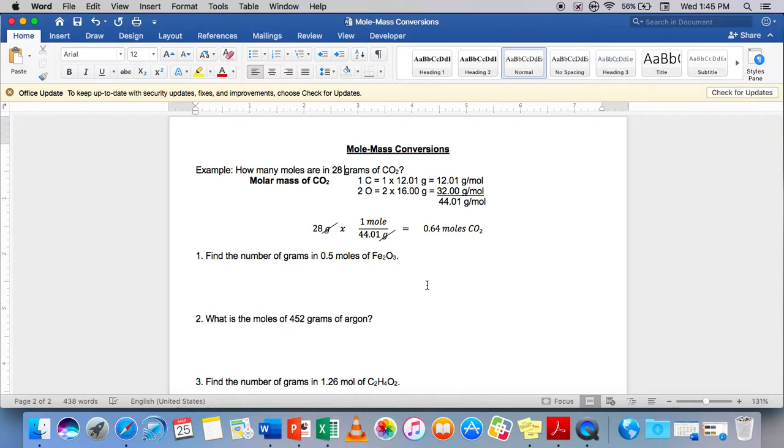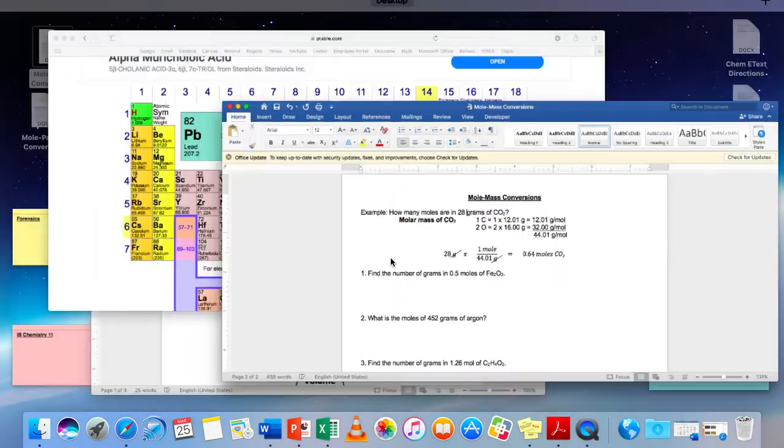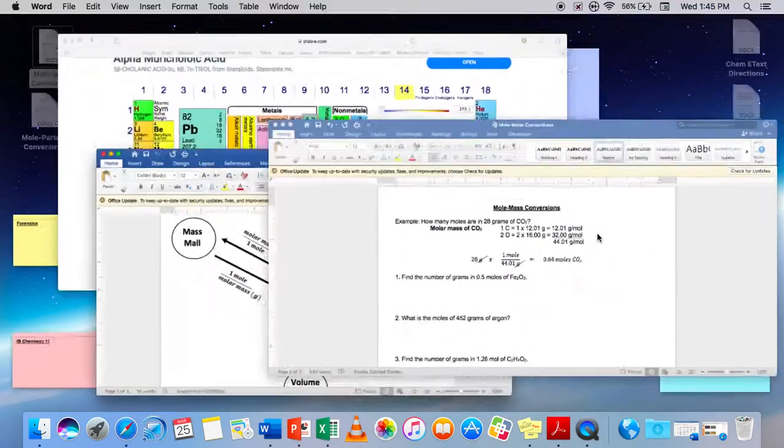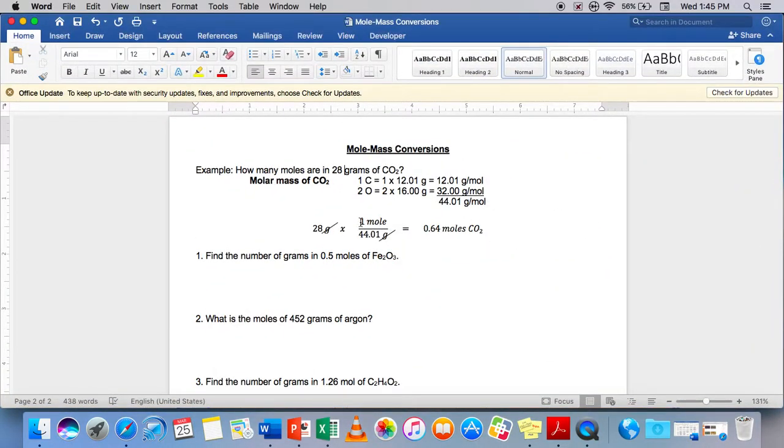So now let's set up our conversion factor. We have 28 grams. That's my starting point. We have to multiply it by our conversion factor. Remember, if we go back to our mole map, it says 1 mole divided by molar mass. So I have 1 mole on top, and I have the molar mass, which is 44.01, on the bottom. Now you can see how the grams will cancel.